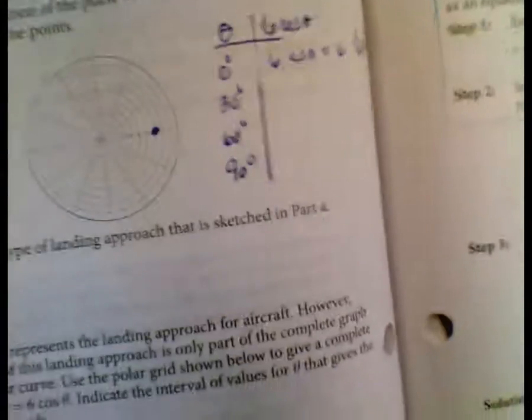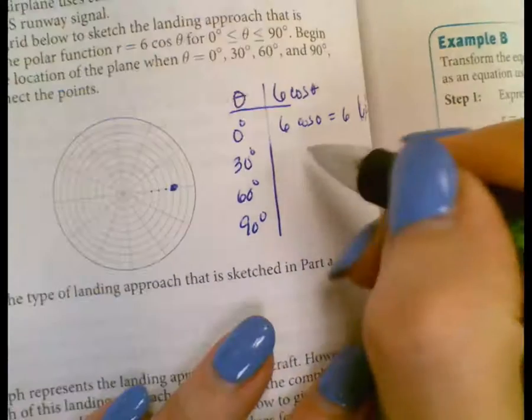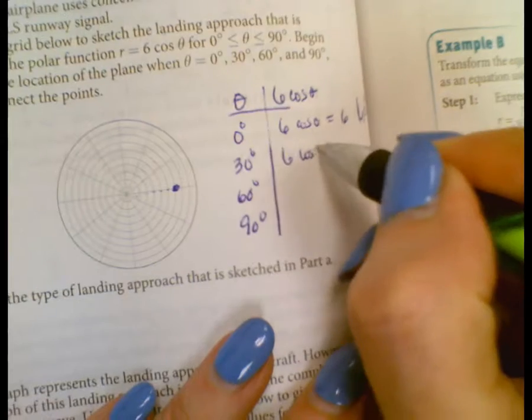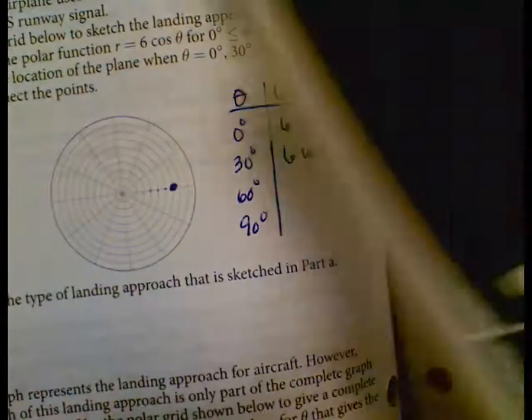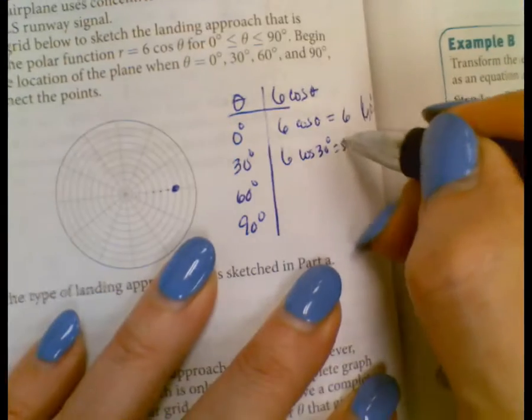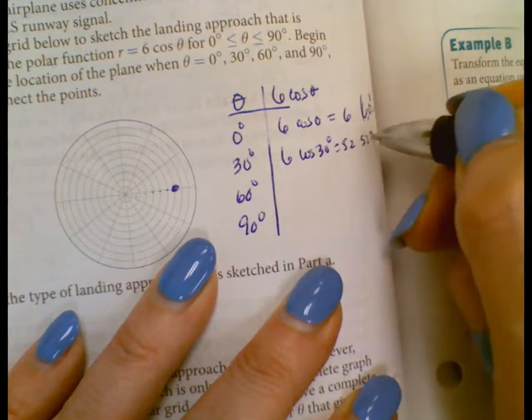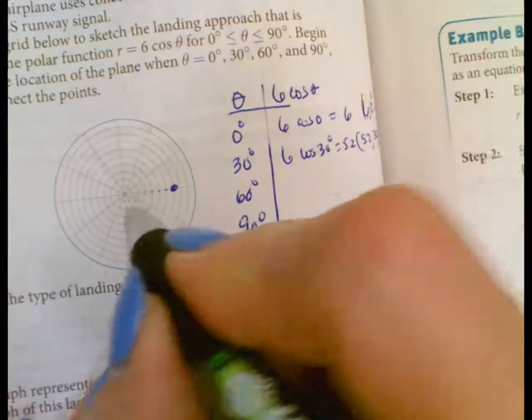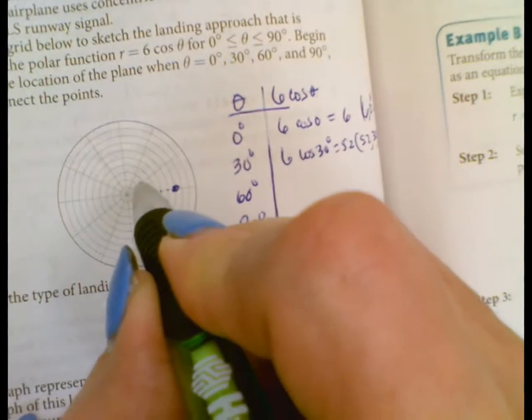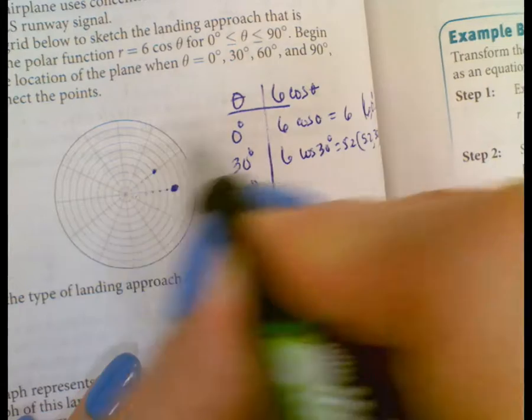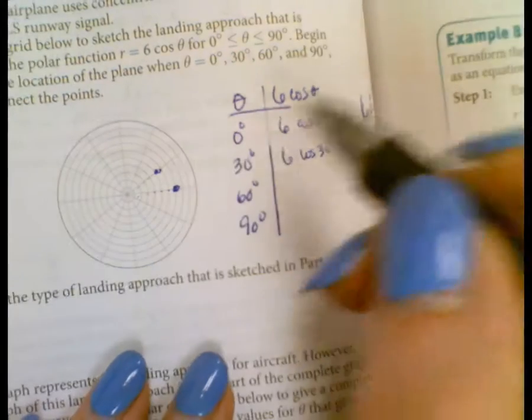Wish I could get all this on here at once. The next one, 6 cosine of 30. Well, we'll just punch that in our calculator because I think that is a decimal. 6 cosine of 30 is 5.2. So that's really 5.2 and 30 degrees as polar coordinates. So 30 degrees is here. 1, 2, 3, 4, 5.2. Oops, it's a little bit more. So, shoot.